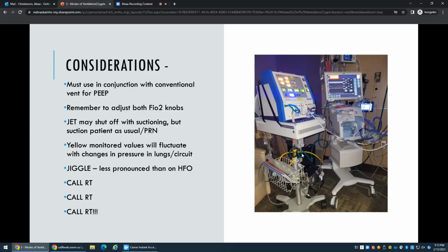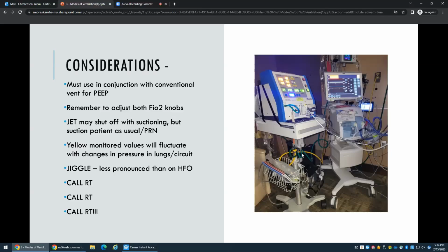Jet may shut off with suctioning. Okay, so if it's your first time having a jet patient, first of all, just tell your RT that, and we will be in the room. We'll be in the room a lot anyway, but there's nothing to be embarrassed about with your first one, that you're confused and nervous and all the things. With suctioning, sometimes you are decreasing that pressure because you are applying suction to the circuit. So we're not sure why it happens sometimes and why it doesn't. I think it is when the patient is on pretty high settings on the jet that this happens, but sometimes it will shut off.